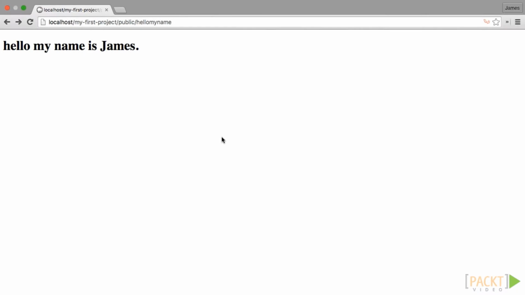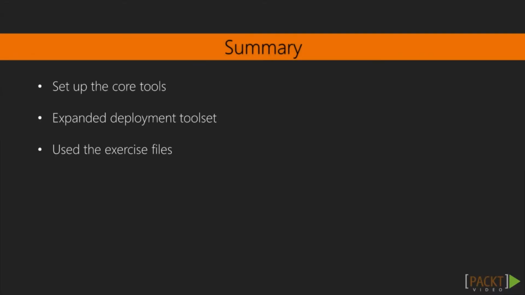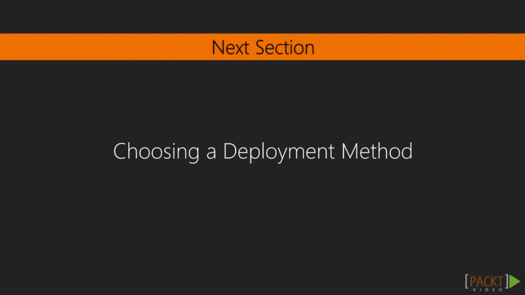You can see the final outcome at myfirstproject/public/hello/world. Great job! Now that we've become a little more intimate with Laravel, we can cross this section off our list. We've installed all of the necessary tools to follow along with this course, and we're also familiar with the Laravel project files we'll be using. In the next section, we're going to look at different deployment methods and how to choose the best one for our project and team's needs.